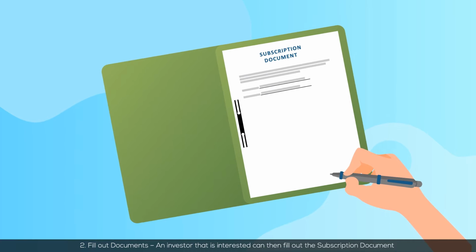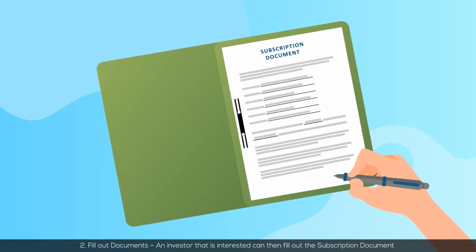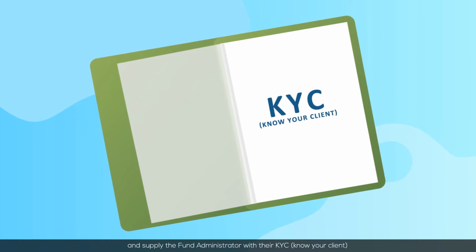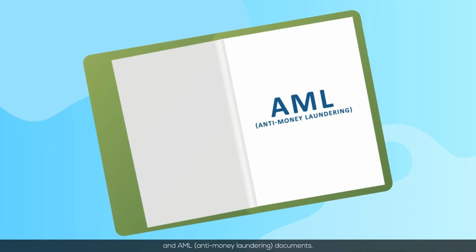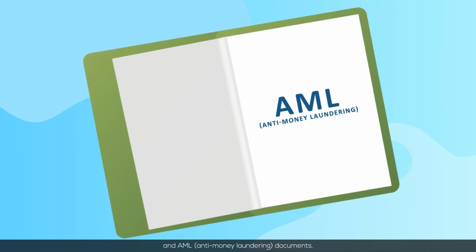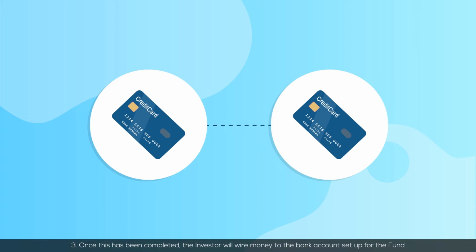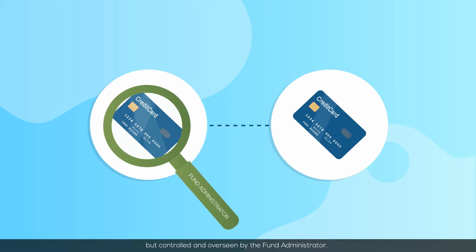2. Fill out documents. An investor that is interested can then fill out the subscription document and supply the fund administrator with their KYC, Know Your Client, and AML, Anti-Money Laundering, documents. 3. Once this has been completed, the investor will wire money to the bank account set up for the fund, but controlled and overseen by the fund administrator.